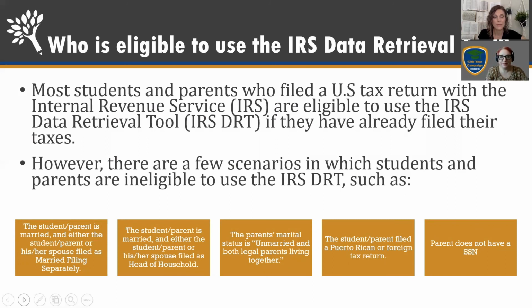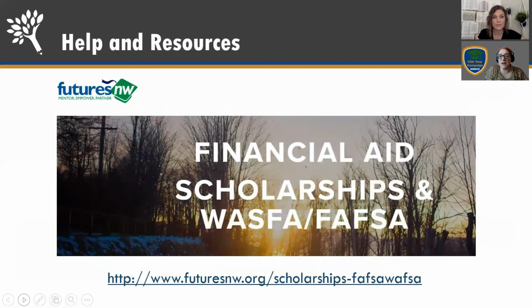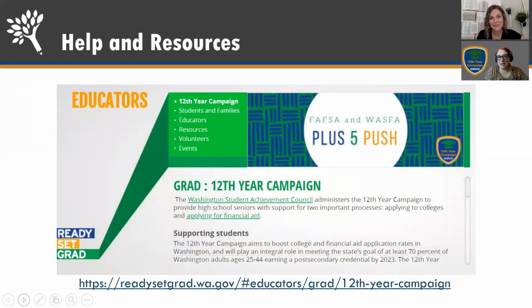And then we have resources and ways to help. So of course, you're always going to have Futures Northwest amazing resources available for financial aid and scholarships. And then we also have our 12th year campaign resources. And this is going to be for navigating financial aid and admissions, including the verification process. And so if you get stuck in verification, you just want to make sure to continue and persist through that process so they can process your student's financial aid form and be able to provide an award letter.